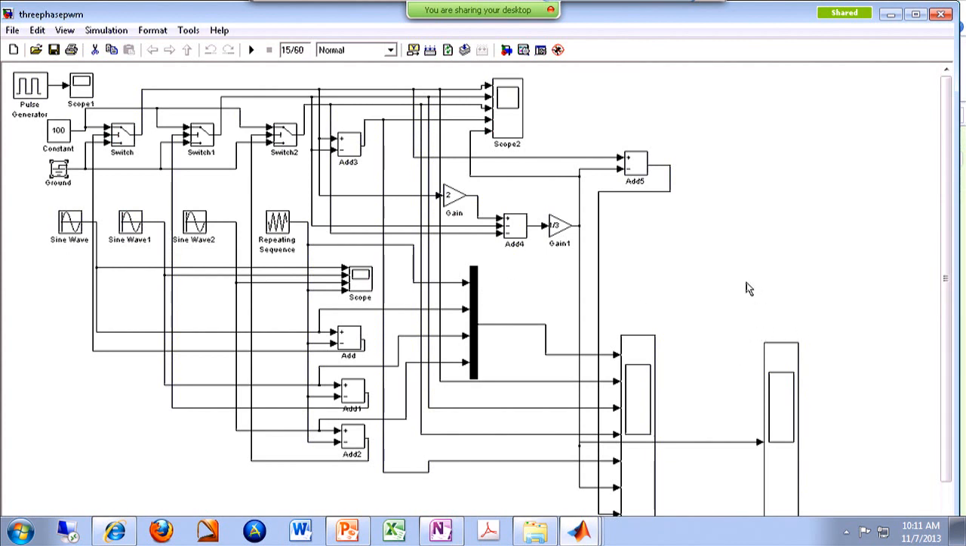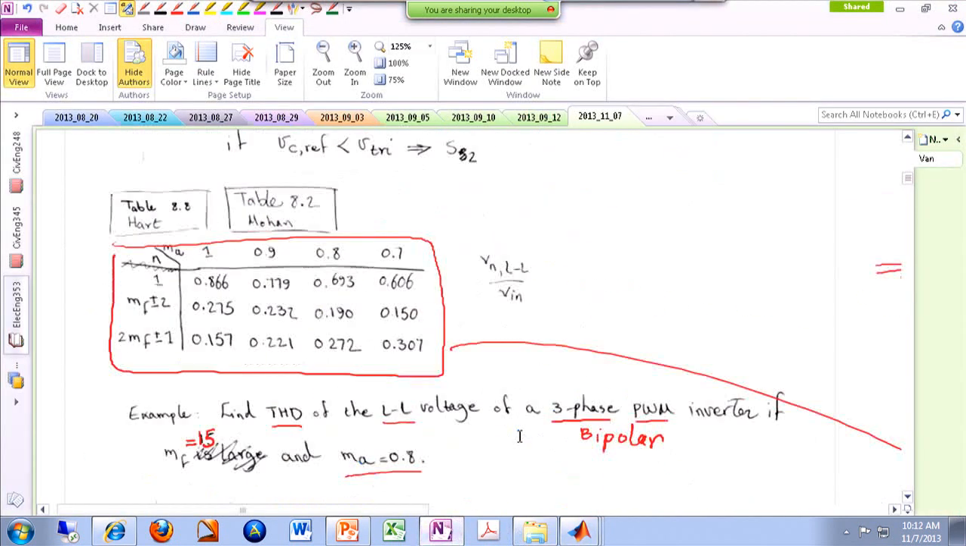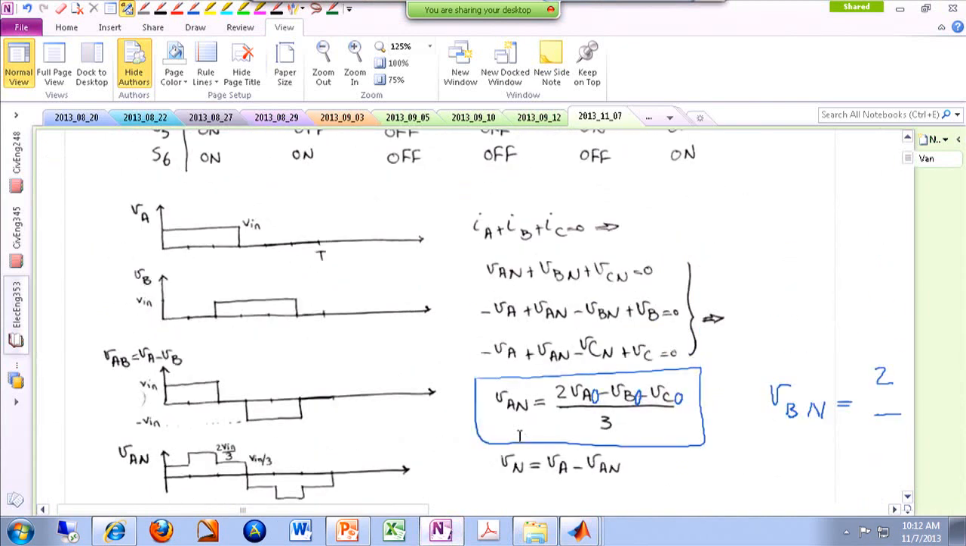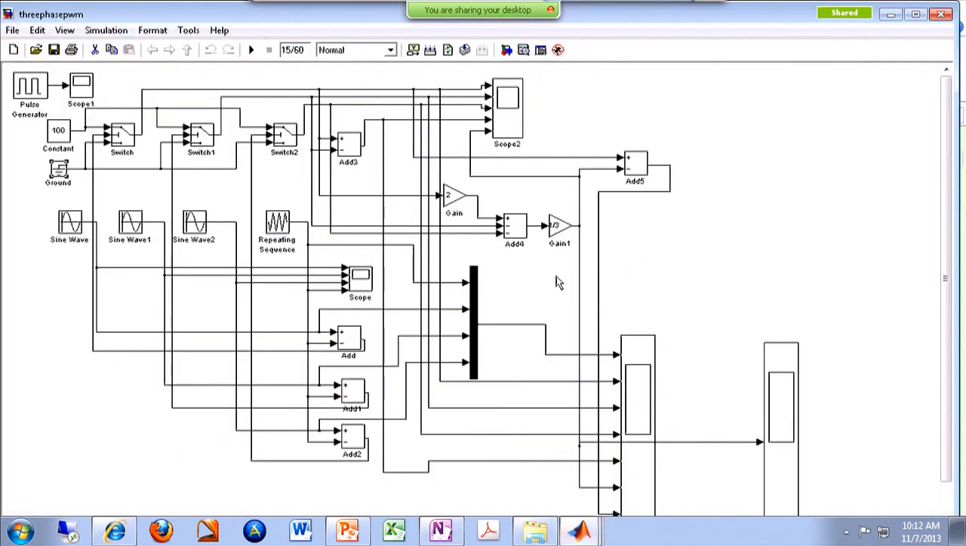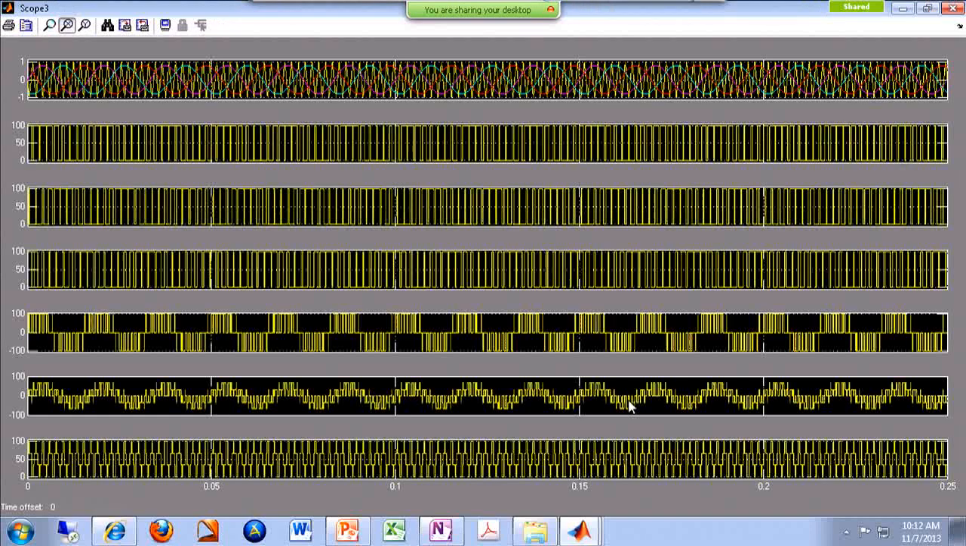Then, for instance, when it comes to building up your VAN, remember we had an equation here. VAN is twice this voltage minus this voltage minus this voltage over 3. I'm doing the same thing here. Twice this voltage minus this voltage minus this voltage divided by 3. So this gives me VAN. Okay. So if you do all this math, you will get a waveform like this.